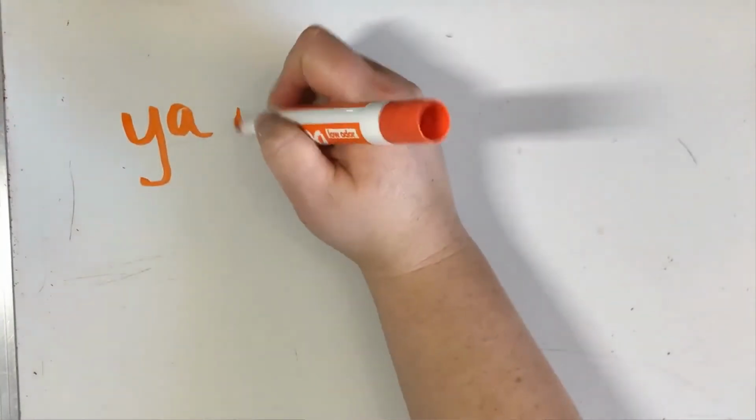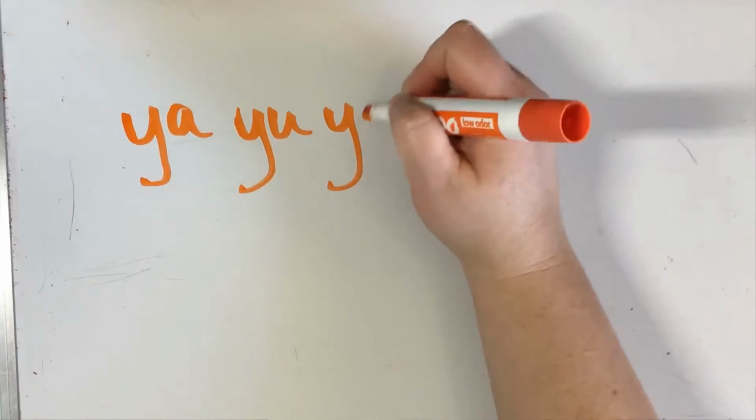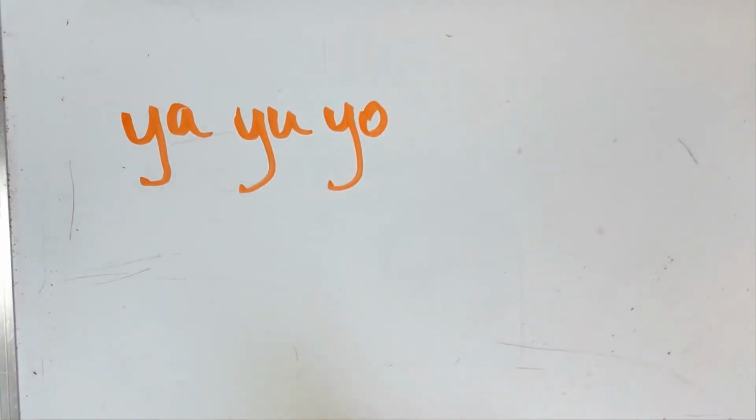Okay, so the next ones that we're going to learn are the ones that start with Y. Now Y only has 3 characters, and they are Ya, Yu, and Yo. So there's no Yi, and there's no Ye.